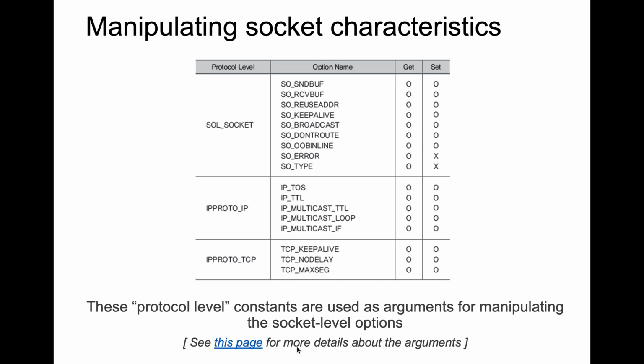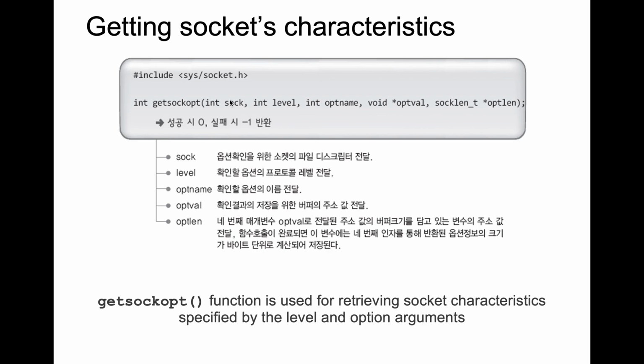So what is the function that we use to retrieve one of those properties and see the value? That function is called getsockopt inside the sys/socket.h header file, and this accepts the following parameters. The getsockopt function is used to retrieve the socket characteristic by specifying the socket level and the option arguments.